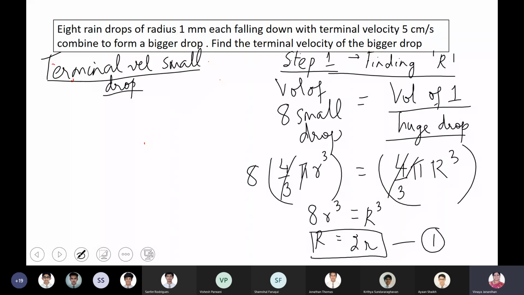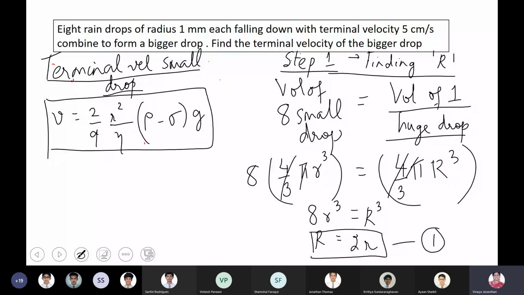That is v equal to 2 by 9 into r squared divided by the coefficient of viscosity into (rho minus sigma) into g, where rho is the density of what? What is sigma? What is rho? Boys, what is sigma? What is rho? Rho is the density of the body which is falling through.